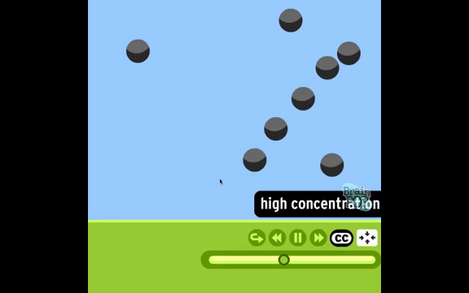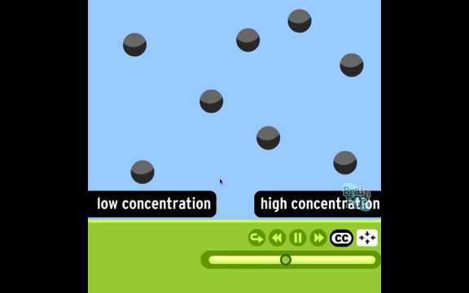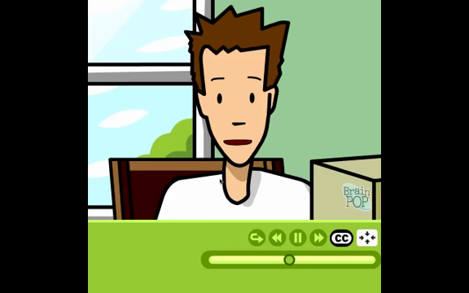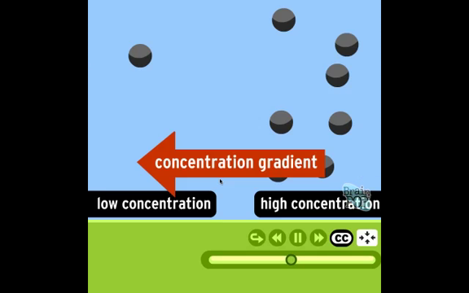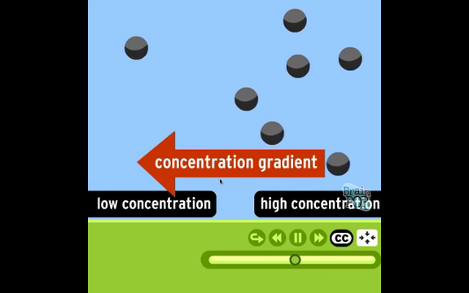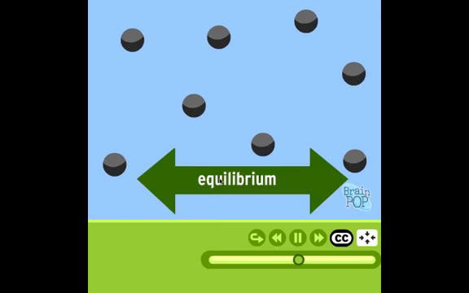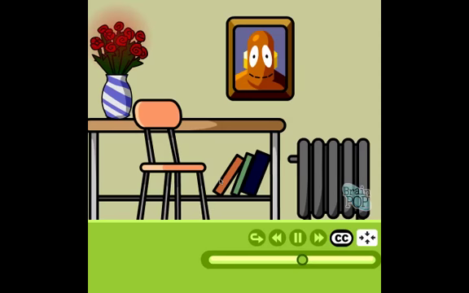Molecules naturally spread from high concentration areas to low concentration areas. These differences in concentration are called gradients. Substances are said to diffuse down concentration gradients. Eventually, everything gets evenly mixed and a state of equilibrium or balance is reached. If you've ever smelled flowers from across a room, you've experienced the effects of diffusion.